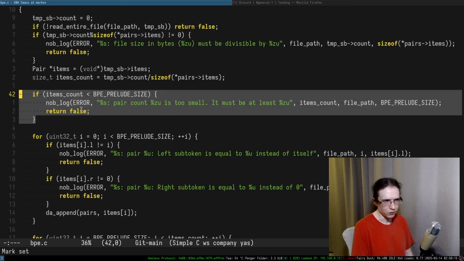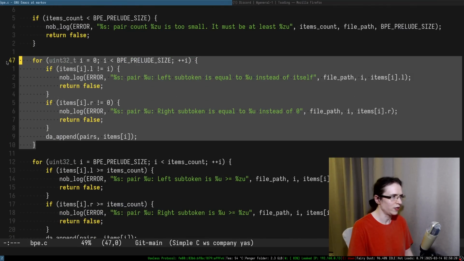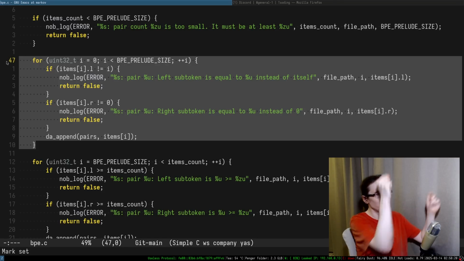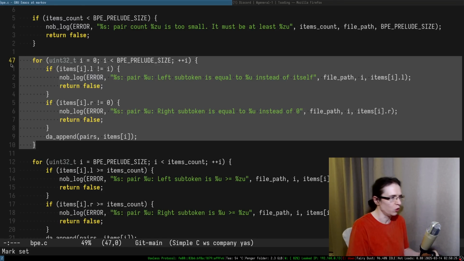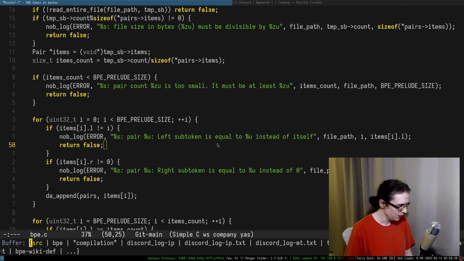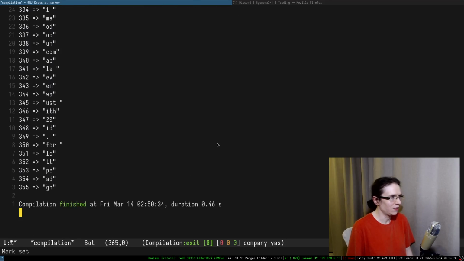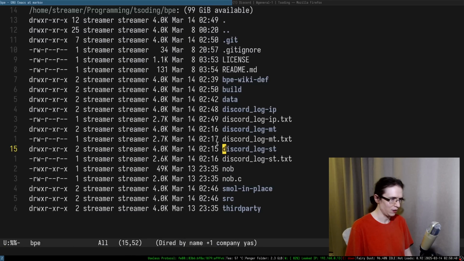It verifies the prelude, basically the stuff from 0 to 255, and it makes sure that the indices within the pair point at the right thing. They don't overflow anywhere, right? If anything goes wrong in here, it will fail immediately. So there are a lot of checks in here. And the fact that it manages to load it up means that at least it passes the sanity check.